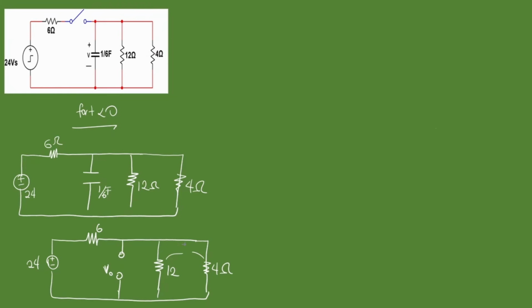So remember we have 12 and 4 ohms. Our equivalent for resistors in parallel is going to be 12 times 4 over 12 plus 4. That's 48 over 16. That's 3 ohms. So the equivalent resistance of the 12 and 4 ohms is 3 ohms. Remember, it looks like we're changing the circuits. It may appear so because we just replaced 12 and 4 ohms with 3 ohms. But what we just did is find the equivalent so that we can find the original voltage across the capacitor.